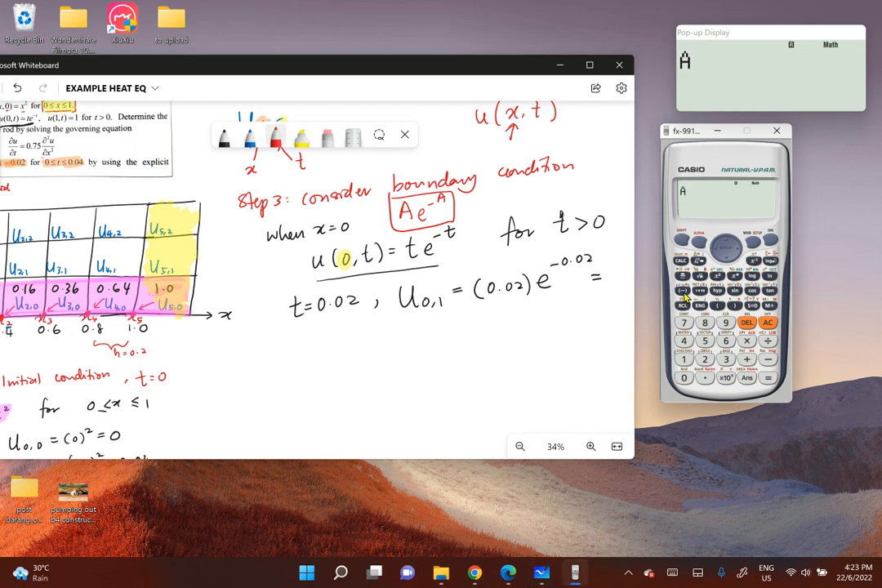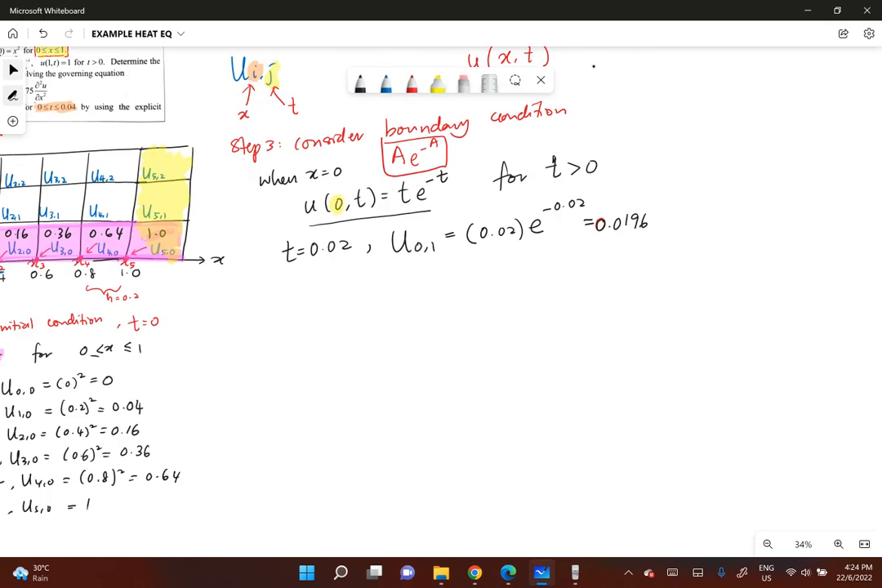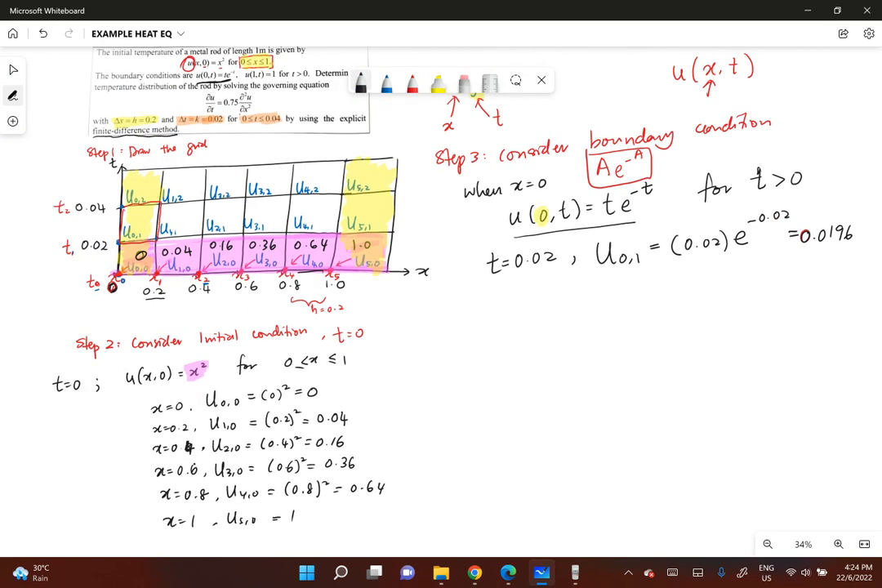Alpha A exponent, so here is negative alpha A. And then I press calculate. So what is my A here? Now it's t, so t is 0.02. So that I can get 0.0196. So that means this is 0.0196.